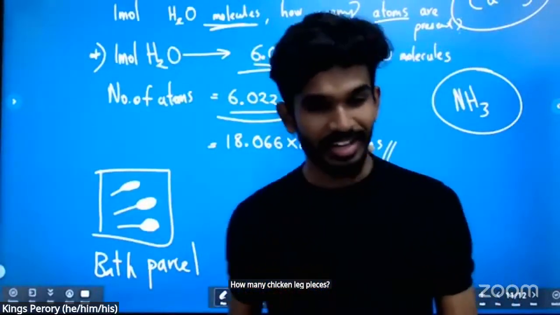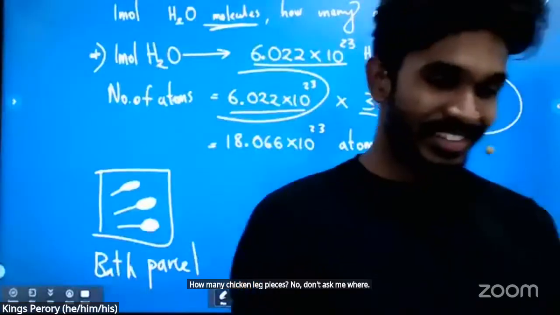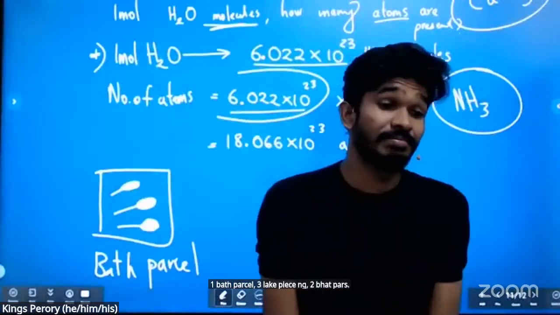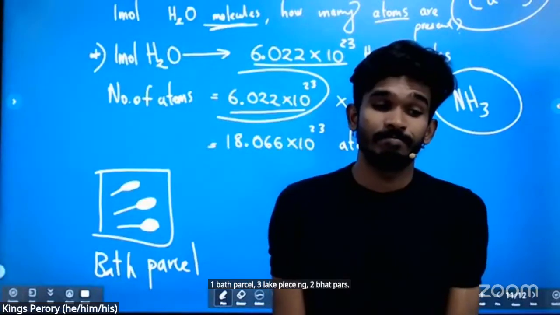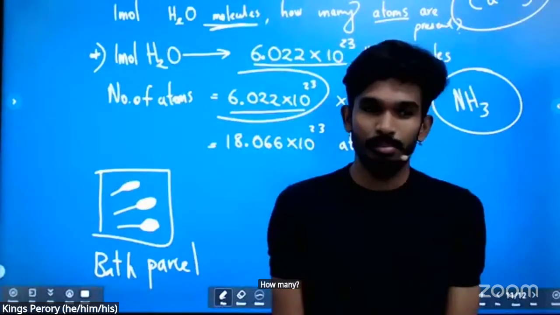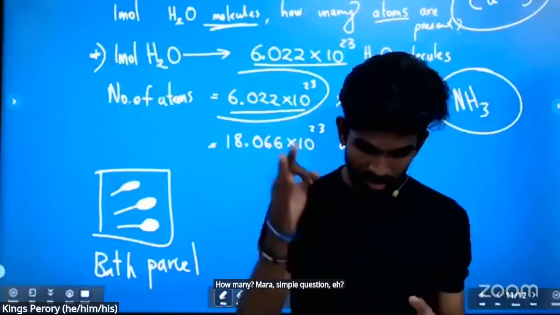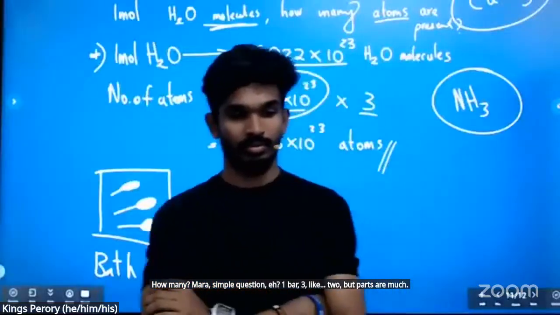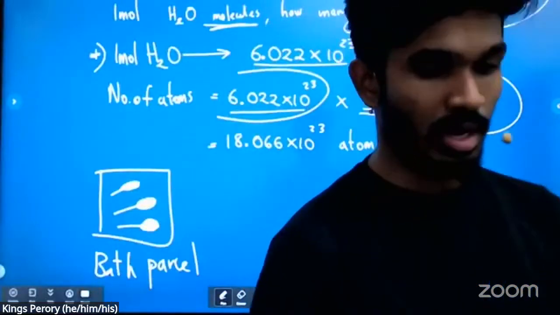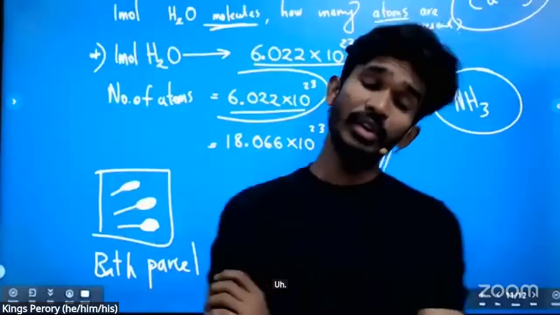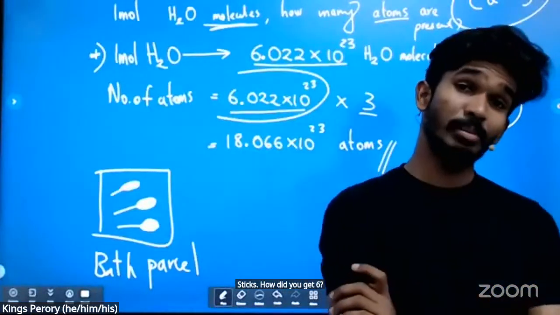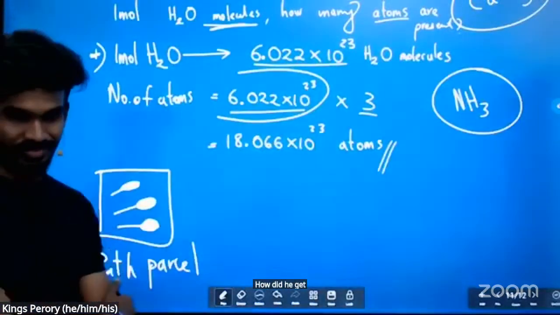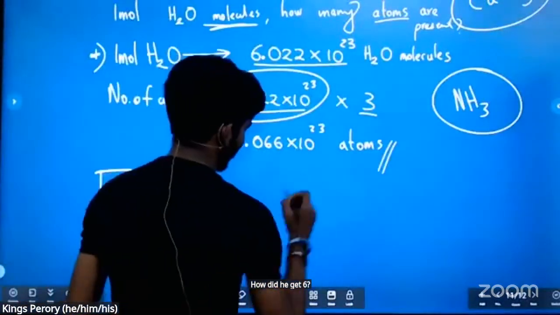Now don't ask me where. One bath parcel, 3 leg pieces, so 2 bath parcels, how many? More simple question. 1 bath parcel, 3 leg pieces. 2 bath parcels, how much? 6. How did you get 6? What's the maths behind it?